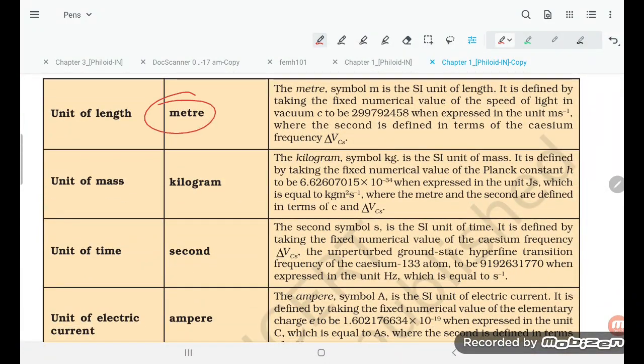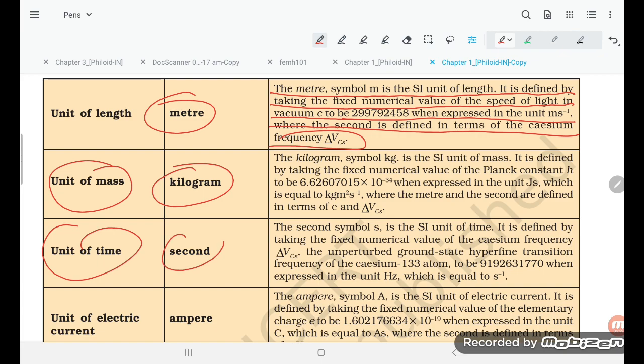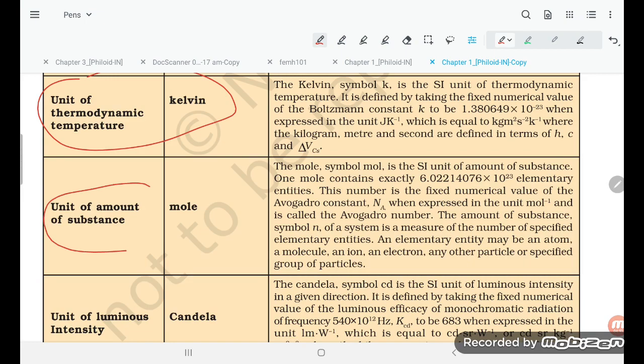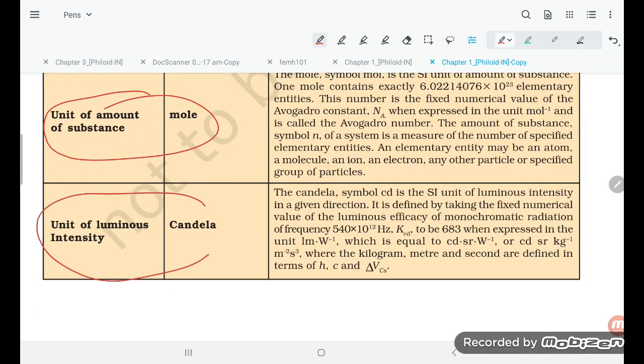Okay, length, meter. The meter, symbol m, is the SI unit of length. It is defined by taking the fixed numerical value of the speed of light in vacuum, c, to be 299792458 when expressed in the unit meter per second, where the second is defined in terms of the cesium frequency, delta nu Cs. Unit of mass is kilogram, unit of time is second, unit of electric current is ampere, unit of thermodynamic temperature is Kelvin, unit of amount of substance is mole, unit of luminous intensity is candela.